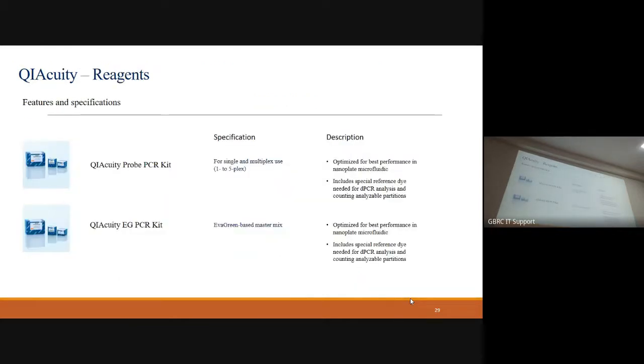So the master mix, whatever chemistry we are using, is proprietary. So we cannot use the regular RT-PCR master mix with this system. They have designed these 2 kits, the QIAcuity Probe PCR kit and the QIAcuity EG, EvaGreen based PCR kit. For NGS quantification, we use the EvaGreen based one, which is optimized for performance in a microfluidic system.